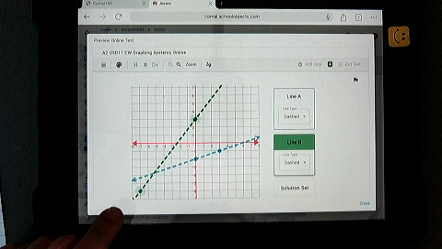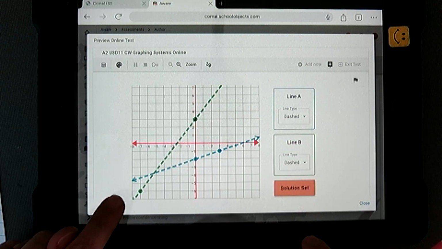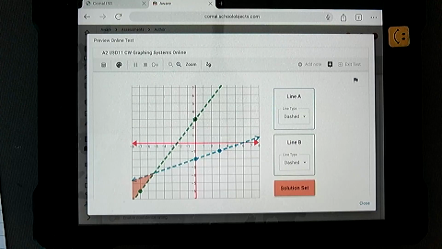So I have to tap solution set. You notice it gets highlighted. And I'm going to tap where I want it to shade.